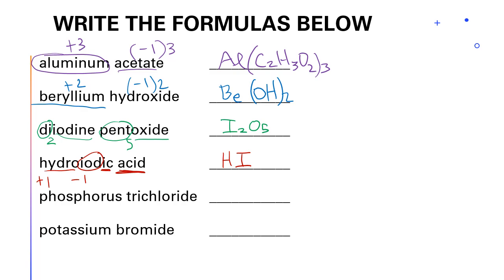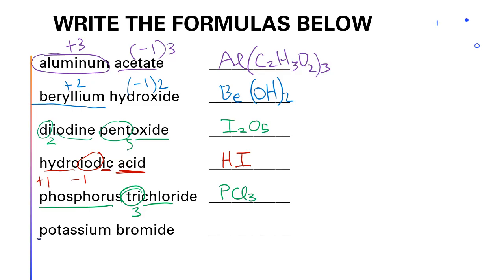Now we've got phosphorus trichloride. Phosphorus is P. And if we're looking at the charge, sometimes it's hard to tell, but I see a trichloride, which means I don't care about the charge. There are 3 chlorines. This is covalent, PCl3.